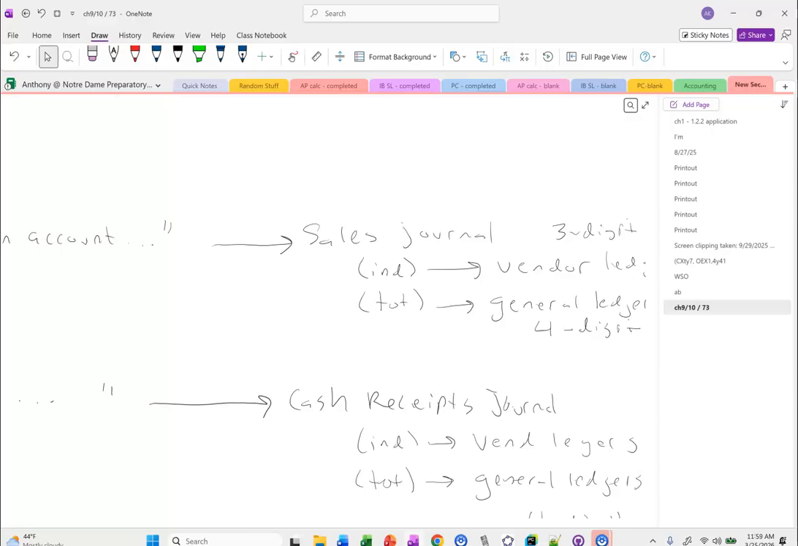Is everybody okay? One of the biggest mistakes I saw is that many of us never totaled our sales journal or cash receipt journal and never transferred the totals. We had a hard time understanding where the individual transactions get pushed, what ledgers those go to versus what ledgers the totals go to. That was one of the biggest mistakes students made.